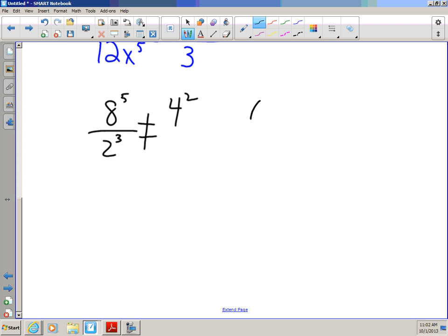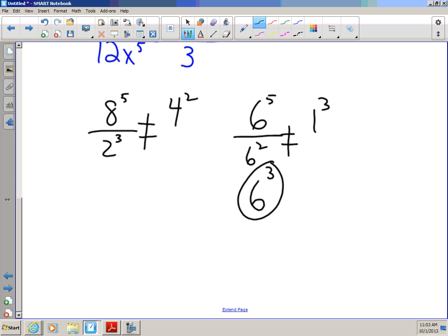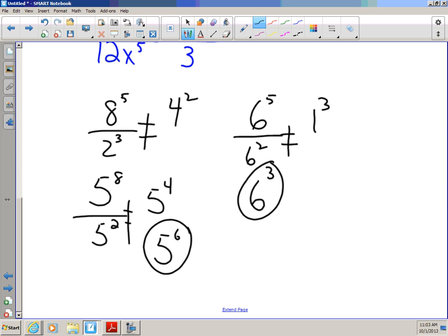Similarly, if I have 6 to the 5th over 6 squared, that doesn't equal 1 to the 3rd power. The bases are the same, but this should be 6 to the 3rd. The base does not get changed. I do not divide the 6 by the 6. And then finally, 5 to the 8th over 5 squared does not equal 5 to the 4th. I do not divide the exponents. I subtract them to get 5 to the 6th power.